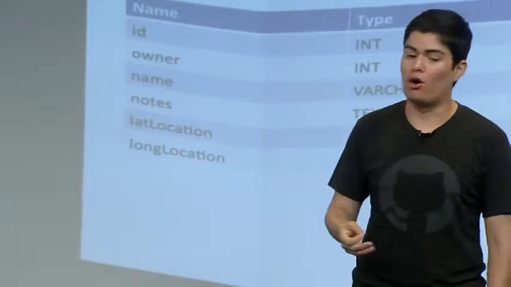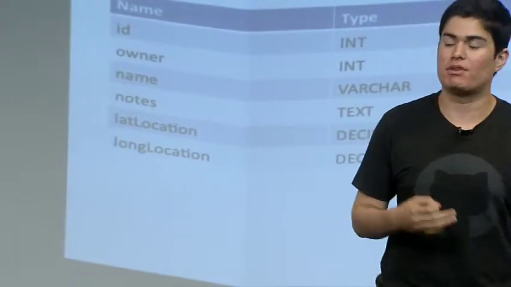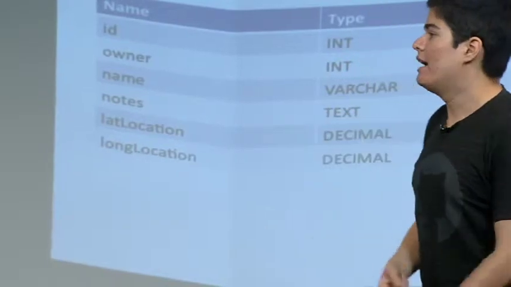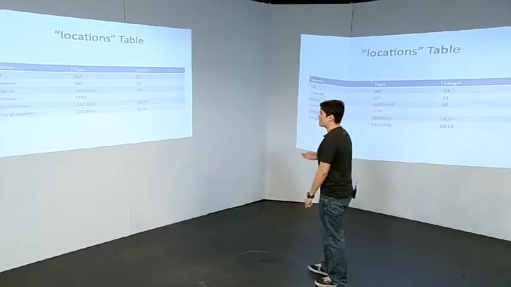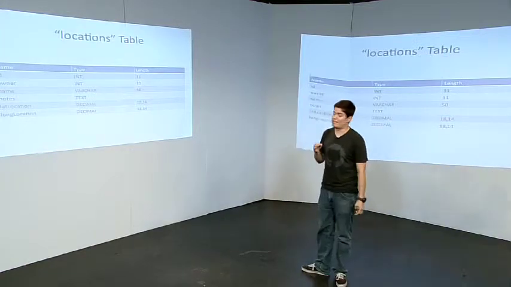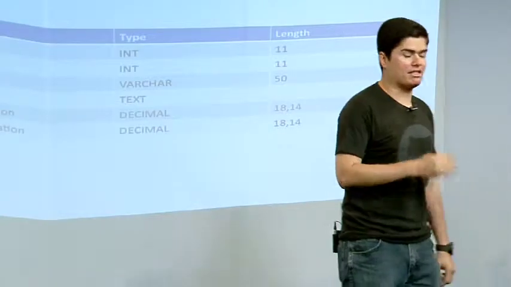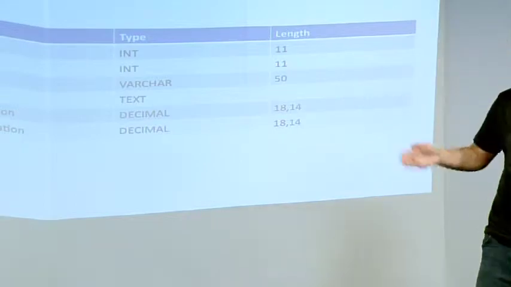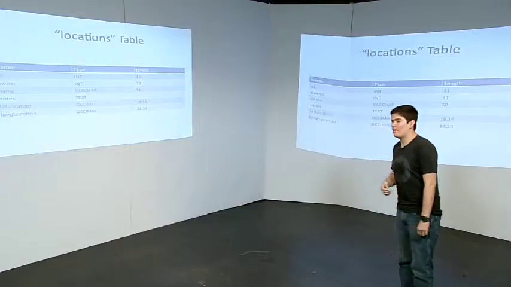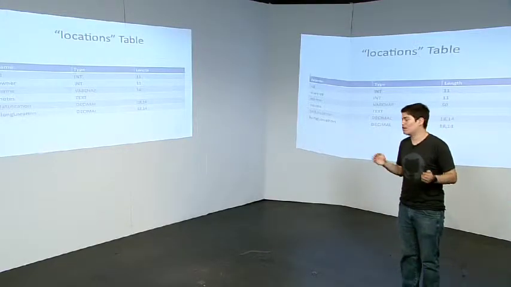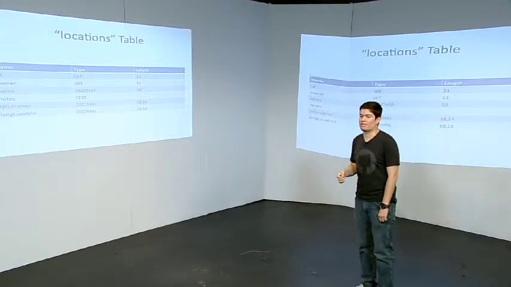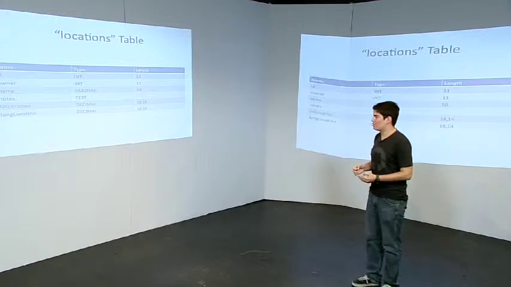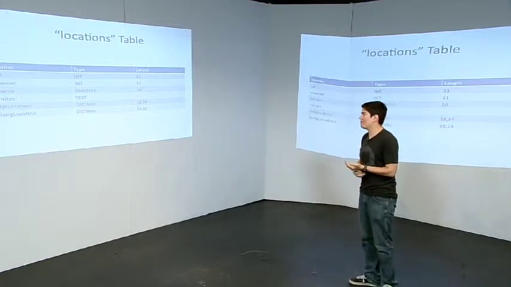Then next is going to be the owner. The owner is going to be the ID of the person who created that favorite. And then next we're going to have name, notes, latitude, and longitude. Notice that latitude and longitude are both decimals, so we can have exact precision. What this means with the length is 18, 14. Basically, we can have a number that's as long as 18 digits, and it can have up to 14 decimal points. So that's ideal for storing locations on a map.